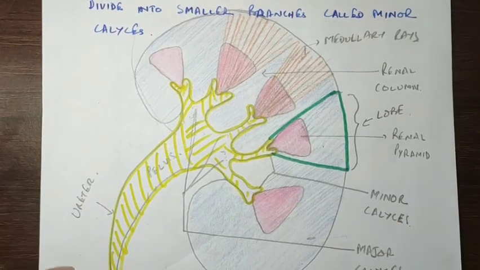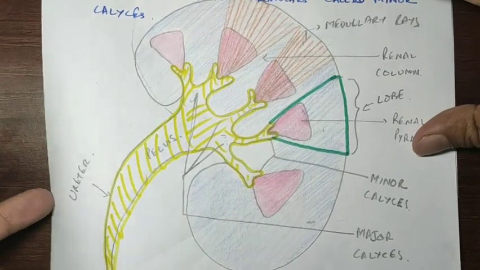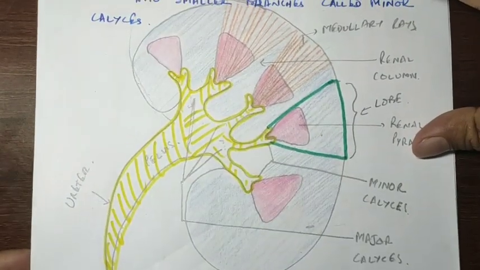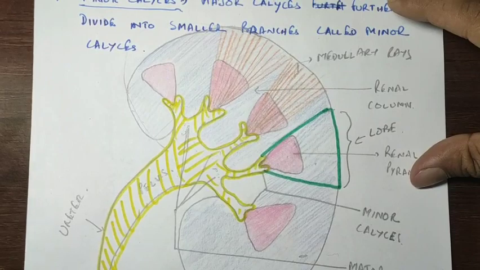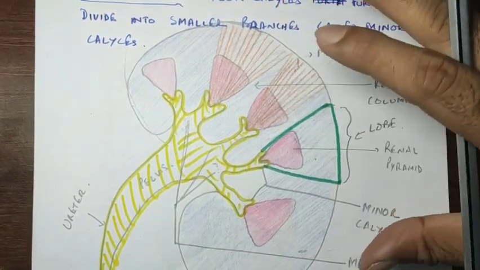Hello everyone. So today we are going to talk about the arterial supply of the kidney. Now before going into the arterial supply of the kidney, we should understand a few of the basic things about the kidney. Now this is a cross section of a kidney and we can see certain structures over here.